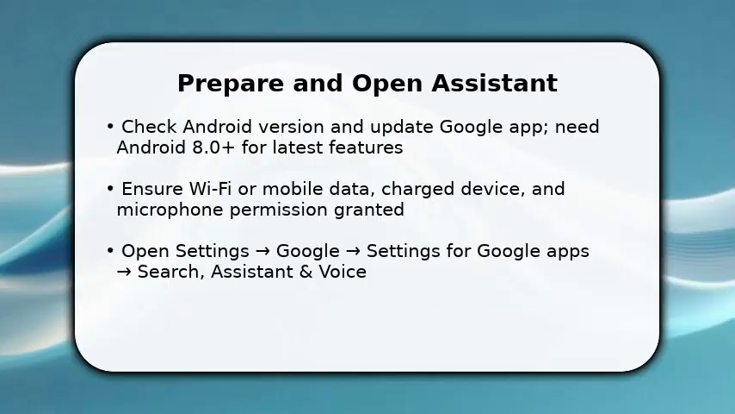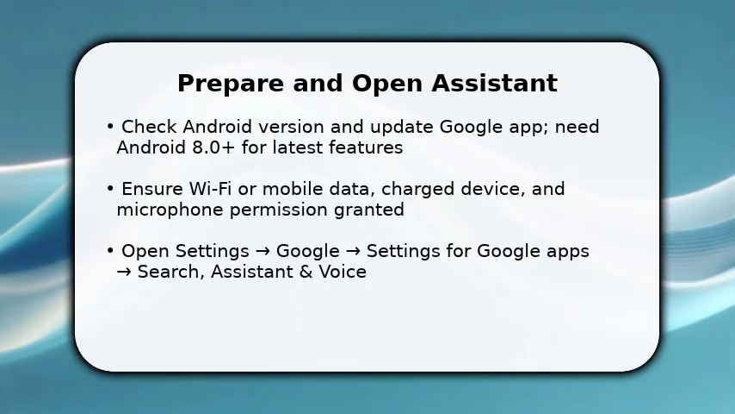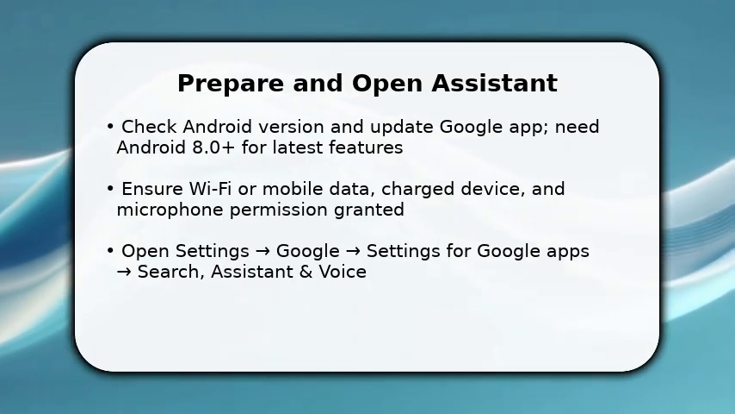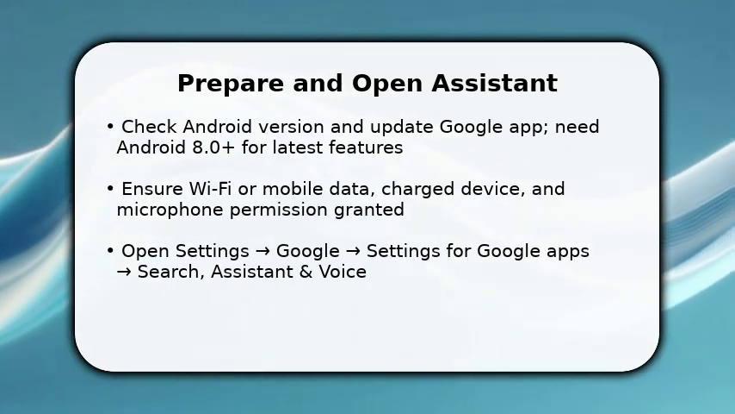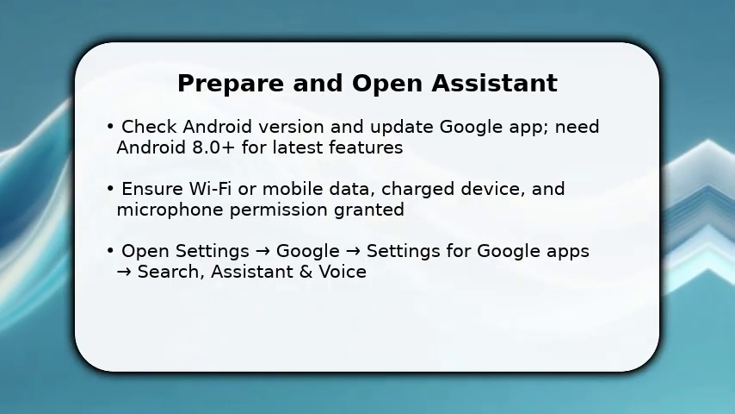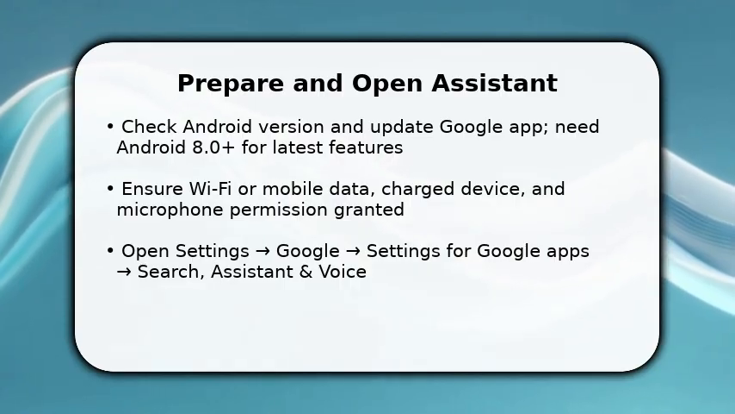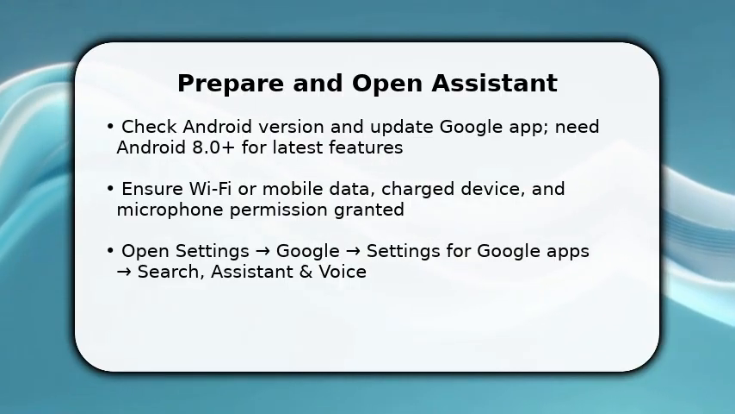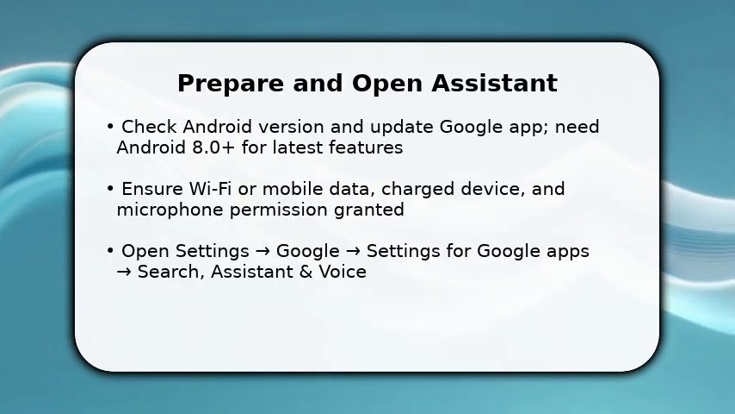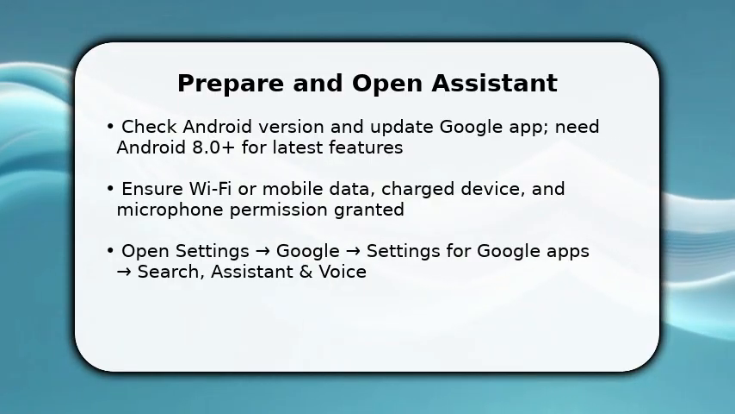Enjoy the video. You start by confirming essentials: a recent Android build, active internet, and the Google app installed. Once done, grant microphone permission in App Info so the assistant can hear you. Now open Settings, tap Google, then Settings for Google Apps and choose Search, Assistant, and Voice. This path leads you to the core controls. Make sure to stay in the Assistant tab.